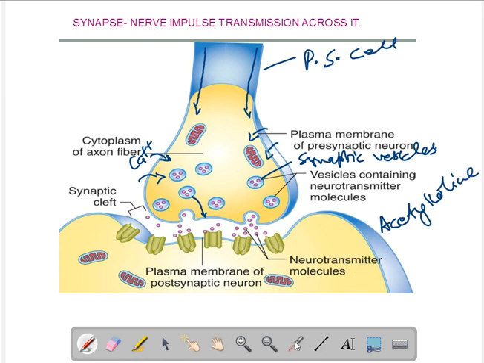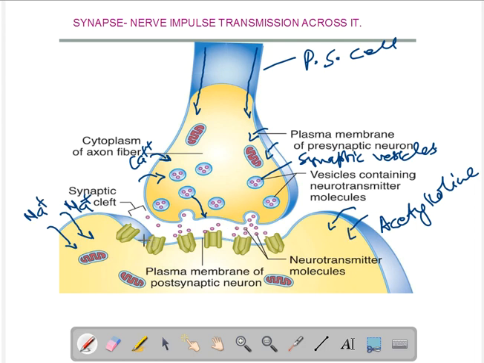Now what this neurotransmitter does is, the moment it is released, it moves into the cleft and then reaches the postsynaptic membrane. And once it reaches the postsynaptic membrane, it attaches to special receptors present there. Once it attaches to the special receptors, it changes the chemistry of the postsynaptic membrane, and the postsynaptic membrane then starts to take in sodium ions from the surrounding into it.